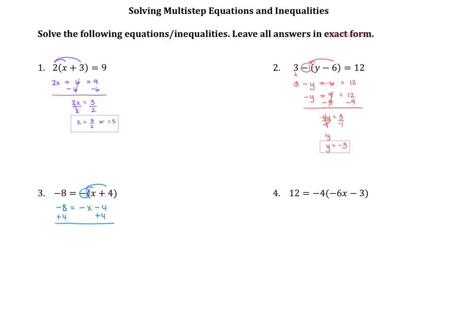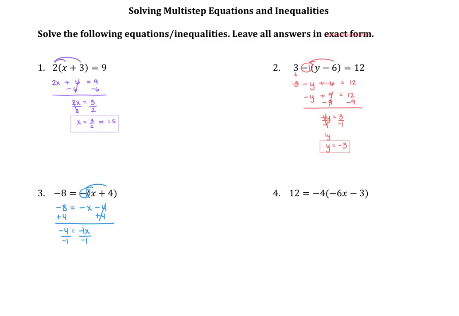-8 plus 4 leaves me -4. Bring down my -x, and -4 plus 4 gives me 0. Remember, I cannot leave an answer as a negative variable. This is the same thing as -1, so I'm going to divide both sides by -1.